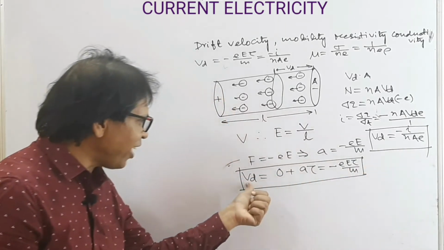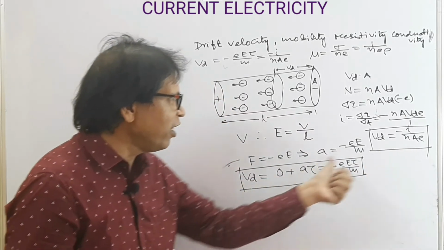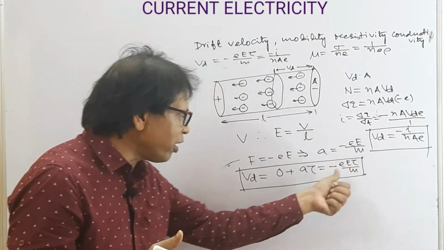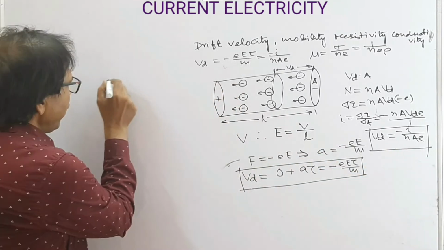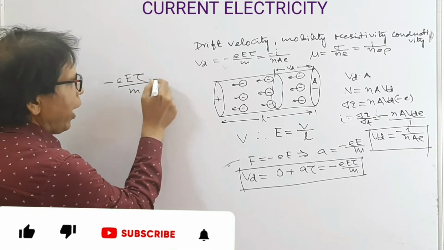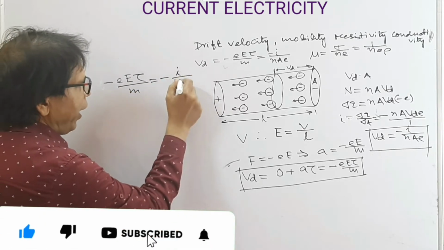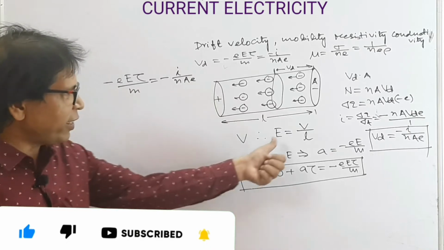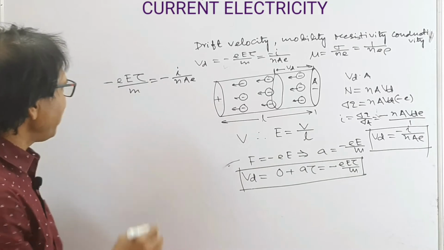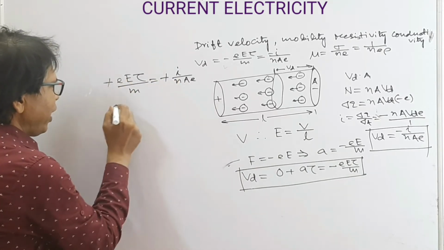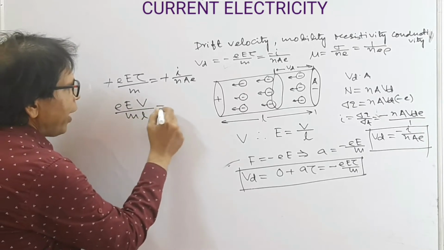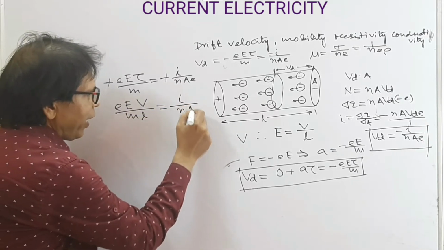Now we have to derive Ohm's law from the concept of drift velocity. Look at this, this is the expression of drift velocity, and this is also the expression of drift velocity. Now equating this and this, we get minus eτ divided by m equal to minus I by nAe. Look at this, E equal to potential difference by length. Now put here. So negative cancels out. So this is V by ml equal to I by nAe.